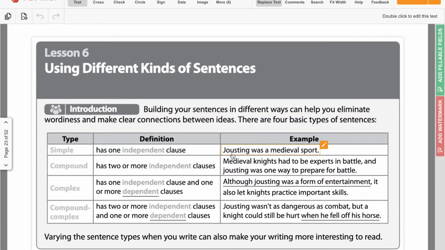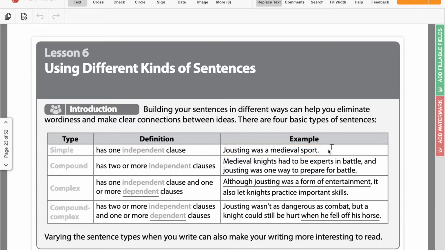It says, building your sentences in different ways can help you eliminate wordiness and make clear connections between ideas. There are 4 basic types of sentences. What these different types of sentences do is that in your writing, it makes your writing a little bit more interesting and less simple. The first type of sentence is a simple sentence, which just means that it's an independent clause. Now, what's an independent clause? It means it can stand on its own. All that a simple sentence is, is one independent clause.